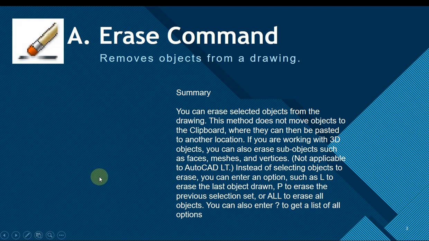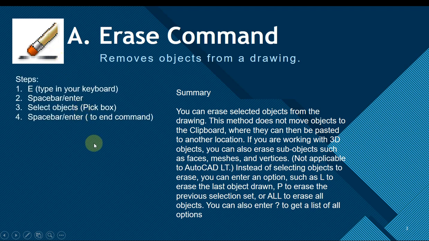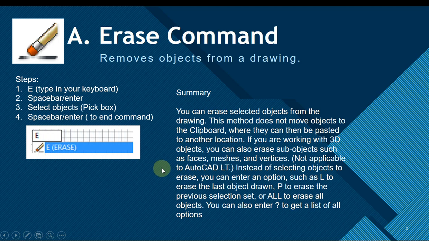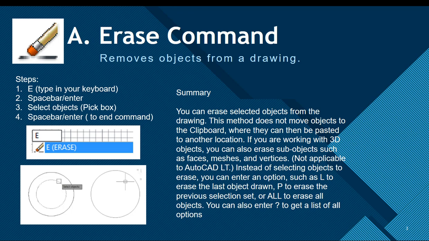So the erase command's icon looks like the other side of the pencil, yung eraser part niya. So yan yung icon niya, picture. There are four steps to operate the erase command. First is to type E, then spacebar, enter, then select the pick box. Magkakaroon ulit ng pick box, yung square na maliit. Then just select the object and then enter to erase the object. So first is to type E, then pick the object, then enter.